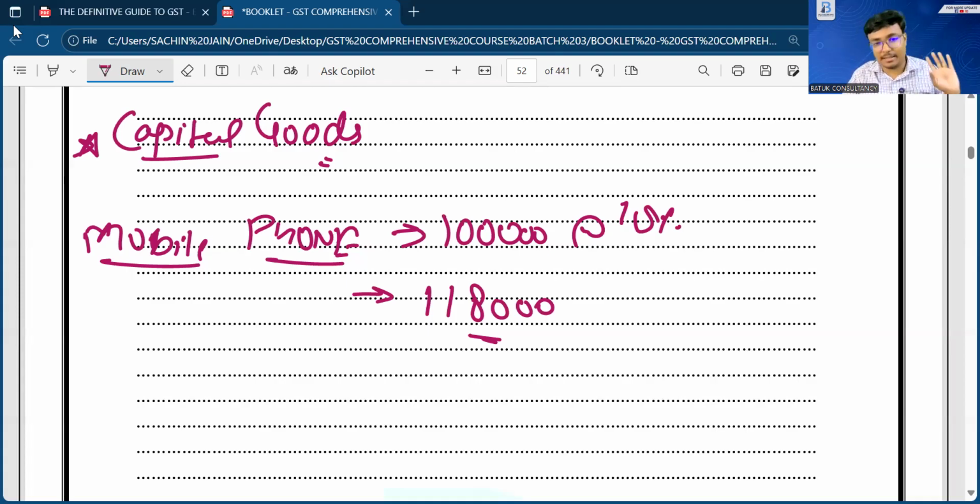And in income tax, as this is a capital asset, depreciation is also required. So now the point is whether depreciation is allowed on 1 lakh rupees or 1,18,000 rupees.